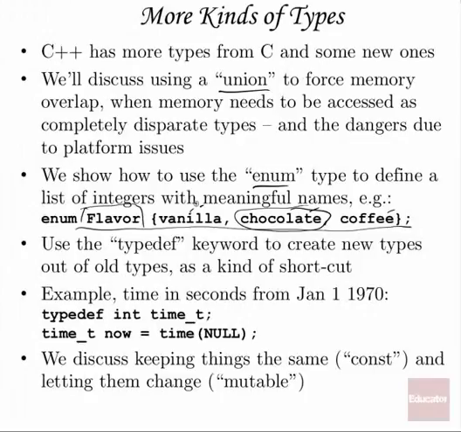We'll talk about setting up a typedef. We create new types with that. We'll talk about some of the cautions with that, particularly like the time_t, which is really a typedef to integer, but at some future point in time they might change it to something else, such as a 64-bit integer. And we'll talk about keeping things the same using the const keyword and allowing things to change with the immutable keyword.